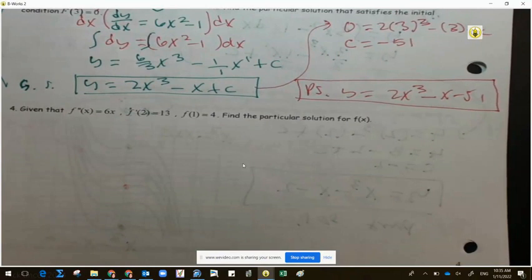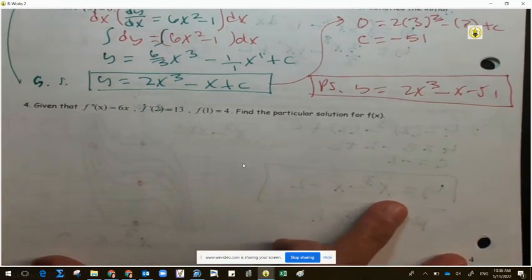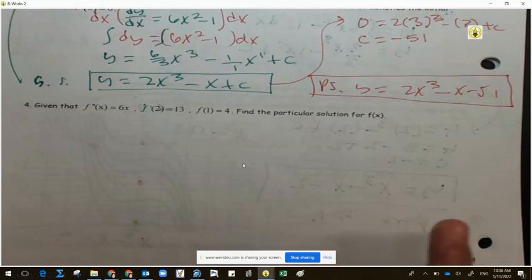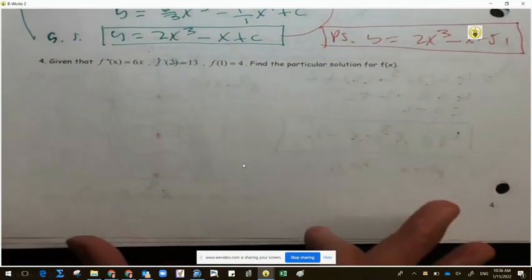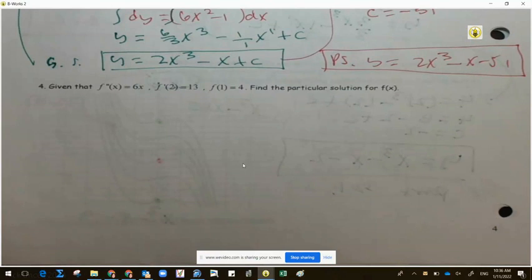All right. Y'all ready for the last one that's got double prime? It just means we're dividing by that number one more time. Okay, we'll see. On number 4, last one. Sophia, let's read. Given that f double prime of x equals 6x, f prime of 2 equals 13, f of 1 equals 4. Find the particular solution for f.